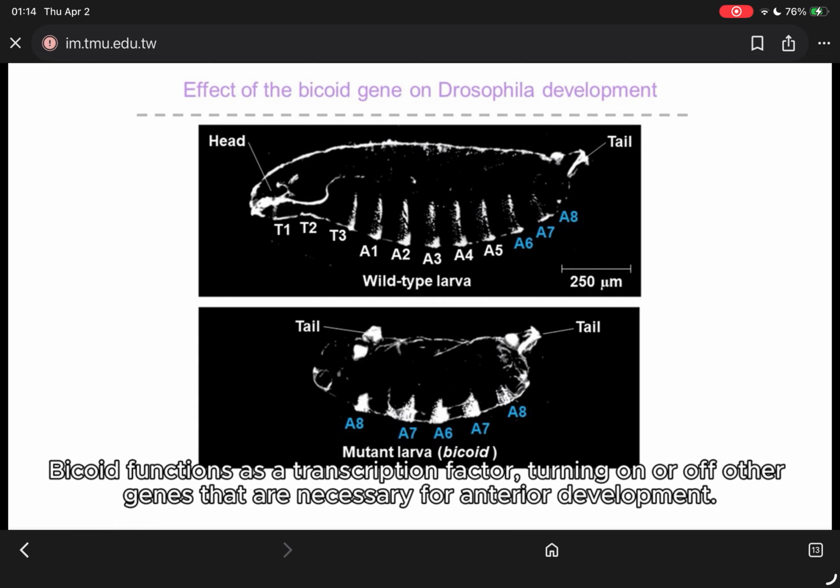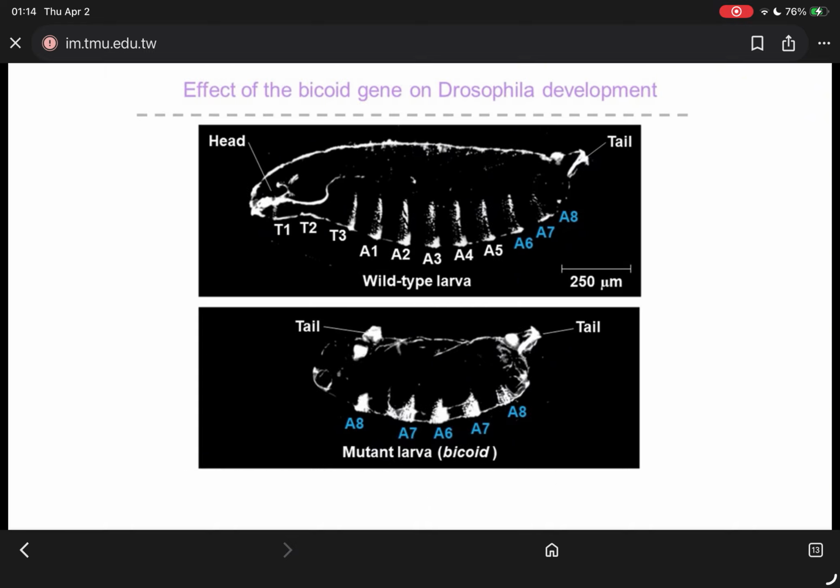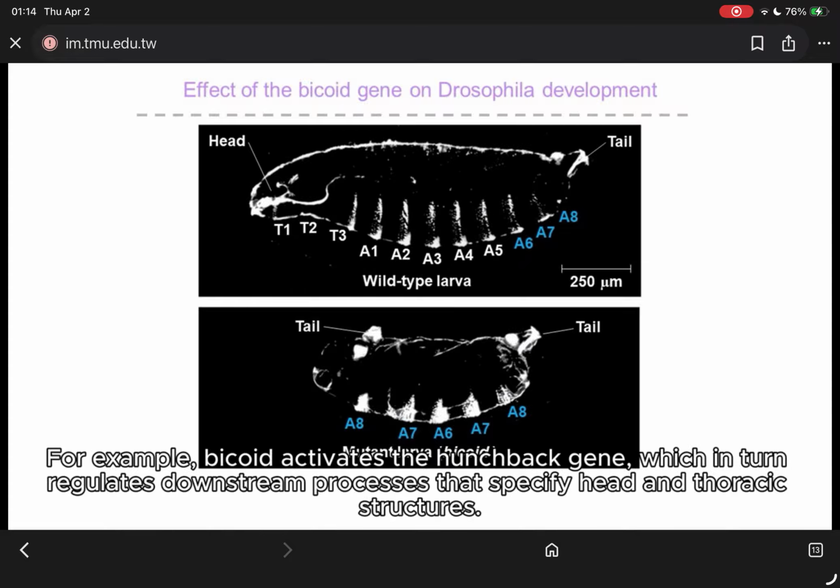Now, what does bicoid protein actually do? Bicoid functions as a transcription factor, turning on or off other genes that are necessary for anterior development. For example, bicoid activates the hunchback gene, which in turn regulates downstream processes that specify head and thoracic structures.